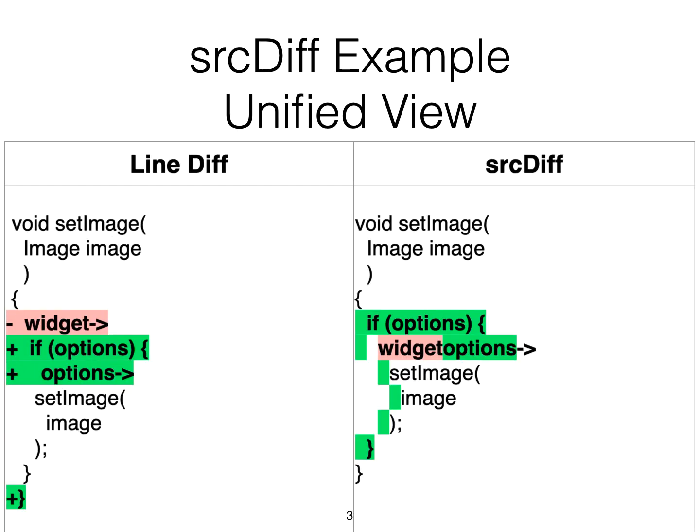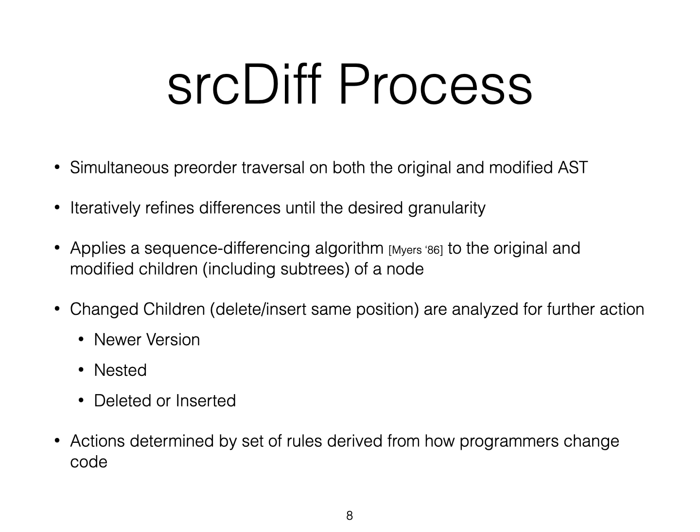For comparison, the left side is a line difference of the changes that ignores whitespace, and the right is the srcDiff unified output. srcDiff works by performing a simultaneous pre-order traversal on both the original and modified ASTs, and then iteratively refining changes until the desired granularity is reached. As it traverses, when it finds a matching node between the original and modified trees, a sequence differencing algorithm is applied to children of the matching nodes.